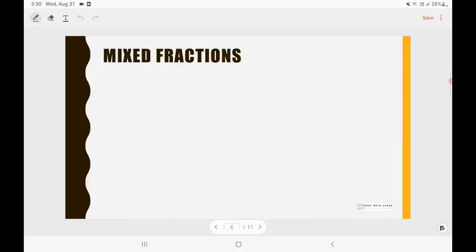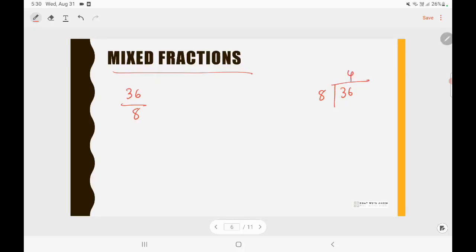Now let's move on to the concept of mixed fraction. I already told you the concept of mixed fraction when we began this video. So let's say you have a fraction like 36 by 8. What you need to do is divide 36 by 8. So you will get 8 into 4 are 32, and you will get remainder as 4. So you can write it as 4 by 8.